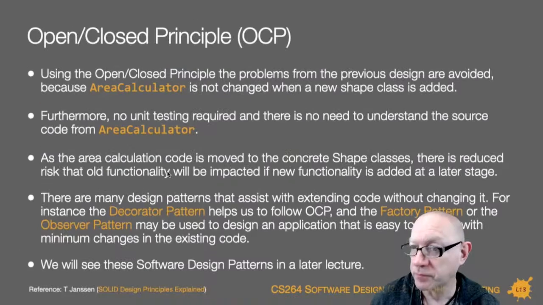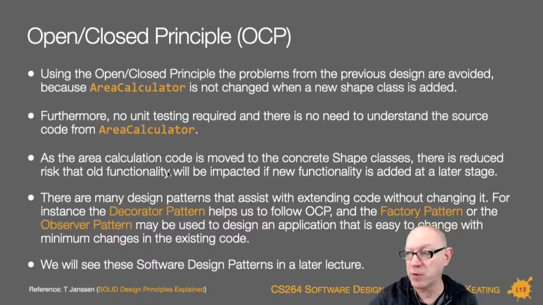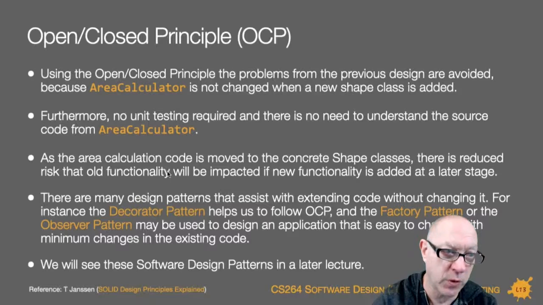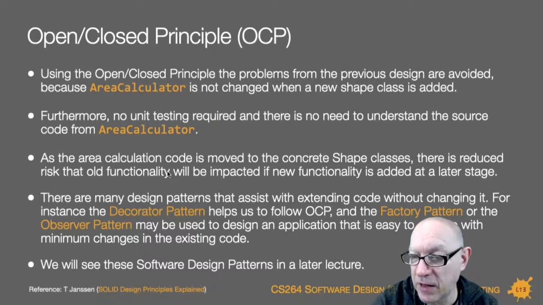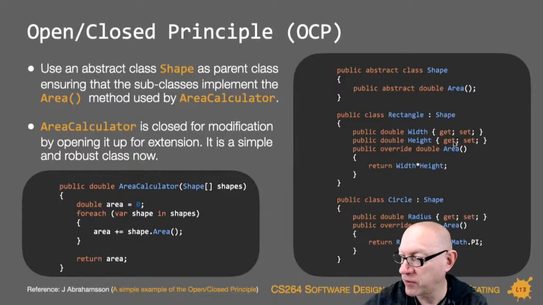Good. So using the open-closed principle, the problems from the previous design are avoided because the area calculator is not changed when a new shape class is added. It's nice to do that. Furthermore, no unit testing is required, and there's no need to understand the source code for that. It just works; it will always work. We can create new shapes, and that works fine. As the area calculation code is moved to the concrete shape classes, there's reduced risk that old functionality will be impacted if new functionality is added at some later stage. You can see that we could create more classes over here and it would be fine. It doesn't impact on this.